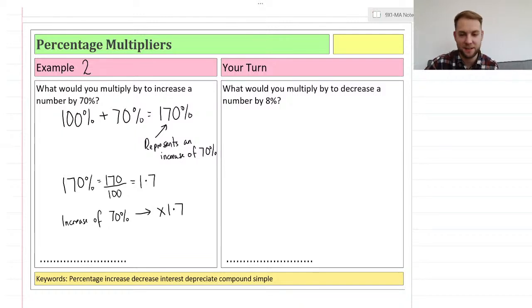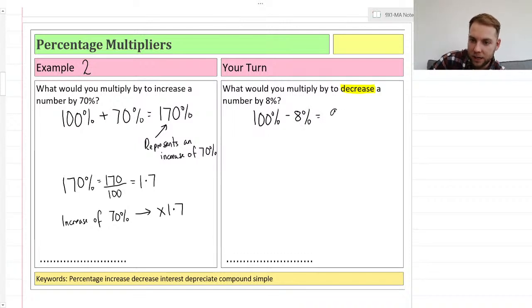So make sure we're not making any mistakes with this one. Now people may have forgotten that this is a percentage decrease. So we've got to be careful with that. We're not increasing this time, we are decreasing. So my starting point here is to say that 100%, a decrease of 8% is minus 8%, which is equal to 92%. Do get this one down in your notes, please.